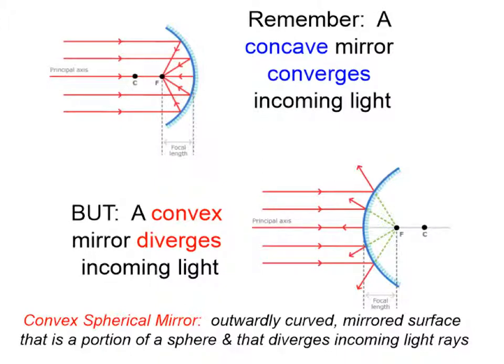So remember, a concave mirror, such as this one right here, converges incoming light. The incoming light converges at the focal point, but a convex mirror diverges the incoming light. If we have incoming light coming here, here is our mirrored surface on the convex mirror. A convex spherical mirror is outwardly curved. The mirrored surface is outwardly curved, and it's also the portion of a sphere that diverges incoming light rays. So when these light rays come in, the light will be divergent.